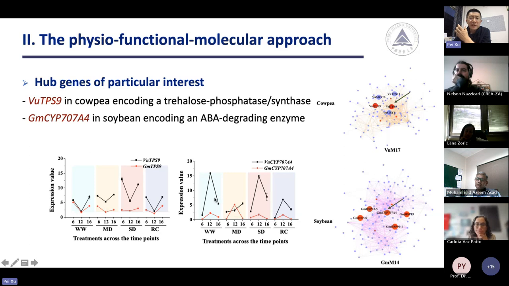So this expression pattern perfectly matches the physiological observations. So we assume that the lower expression of this gene under the mild drought conditions would result in a lower level of ABA degrading enzyme, so that the level of the hormone ABA can increase in the cowpea. Because of the higher level of ABA in the cowpea leaves, it becomes more conservative in terms of water use. The higher level of ABA would cause more tightly controlled stomata, so that it is more water conservative in terms of water use behavior.